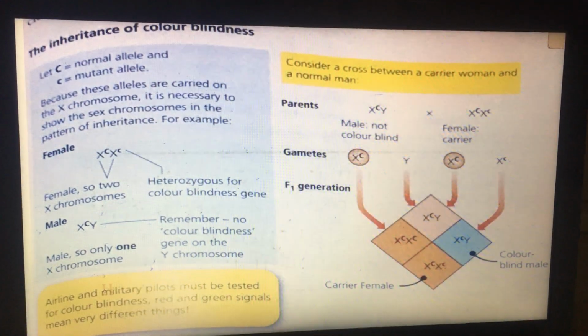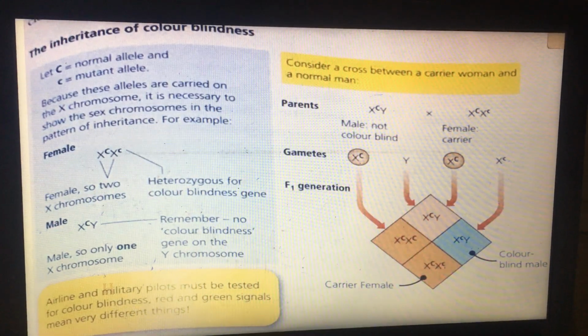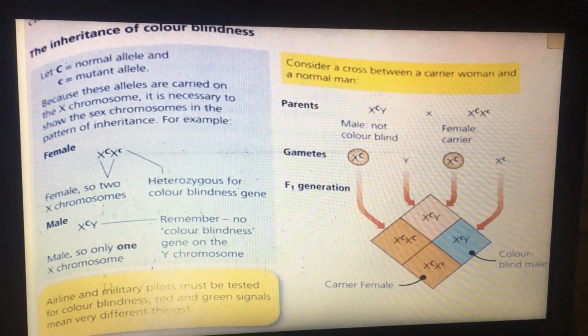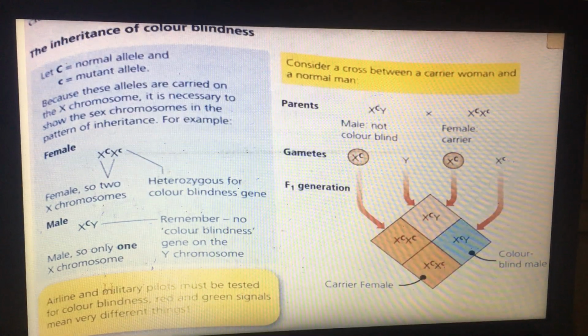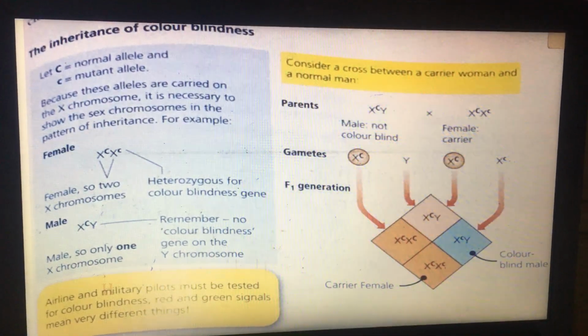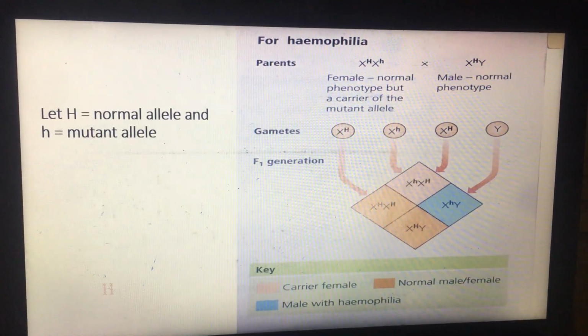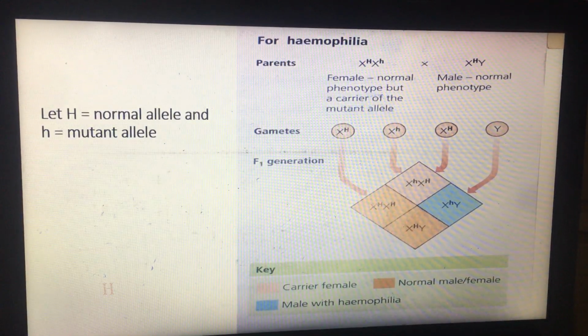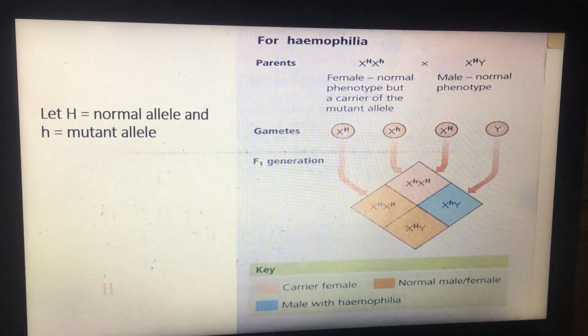So the first thing you have to know is which allele is normal and which allele is mutant. And also you have to know where the genes are, which chromosomes carry the genes. And don't forget that the Y chromosome cannot carry any gene. Okay, here we have another example, which is hemophilia. The alleles are H capital and H small. H capital is the normal allele and H small is the mutant allele.